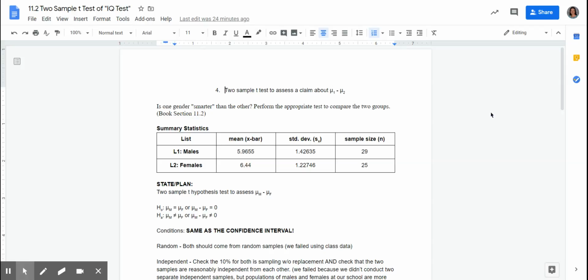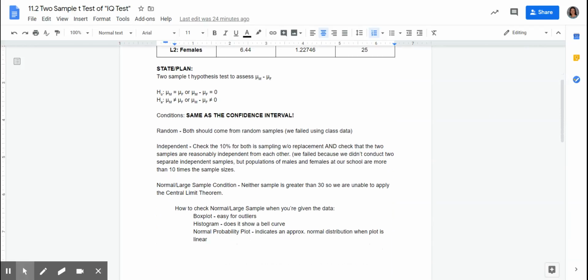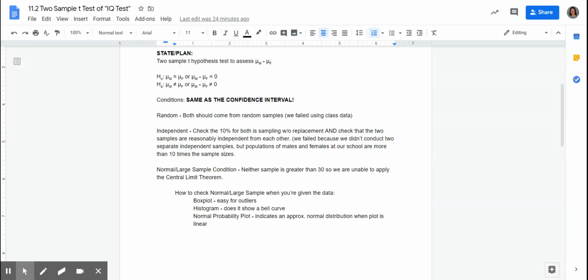State and plan, identifying the name of the procedure. So, two-sample t hypothesis test to assess that difference. The hypotheses I've already written in, so you can do it one of two ways. Typically, it's the first one that's written, that the mean of the males equals the mean of the females for the null hypothesis, which means there's no difference.